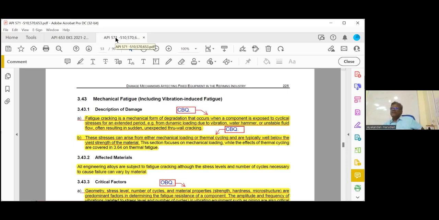Second one, which material will it affect? It will affect all materials. It is not material dependent. Then what are the critical factors? The most important critical factor is surface notches. Fatigue failures are also surface cracks, but for stress corrosion cracks, we needed no assistance. But here we need a surface notch to start the crack.